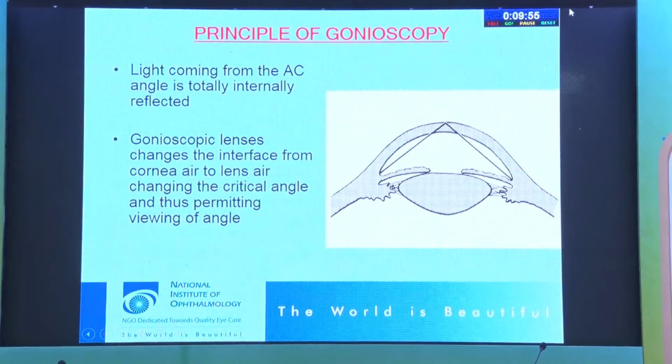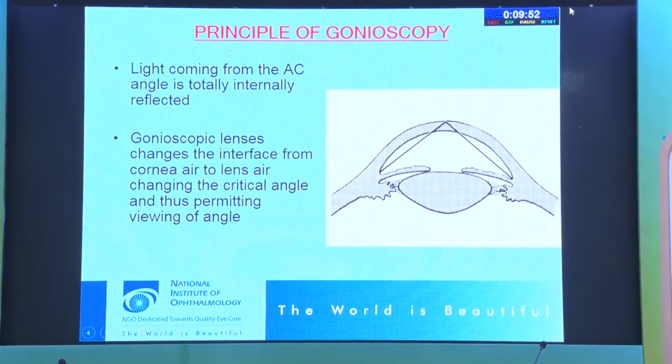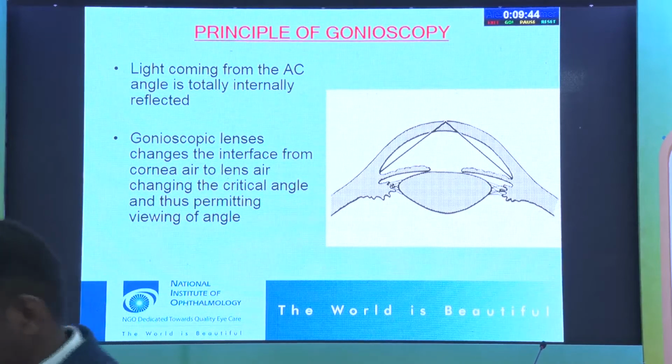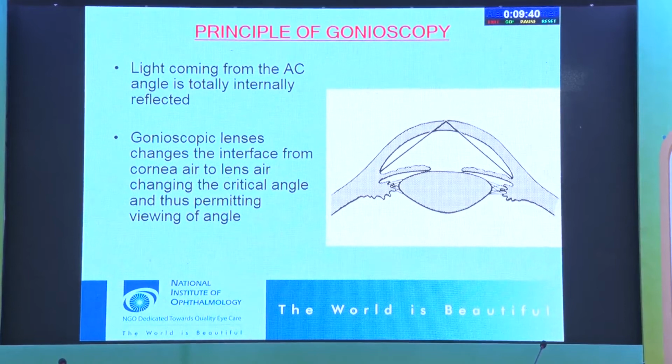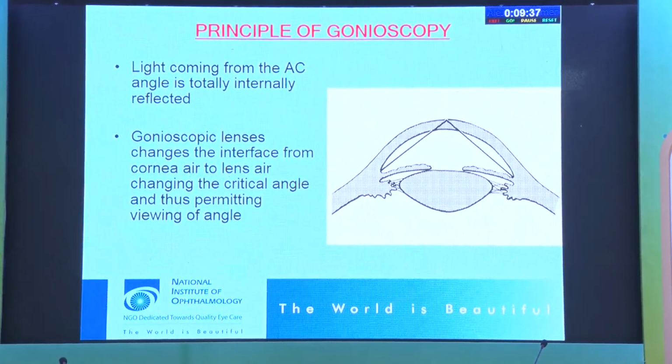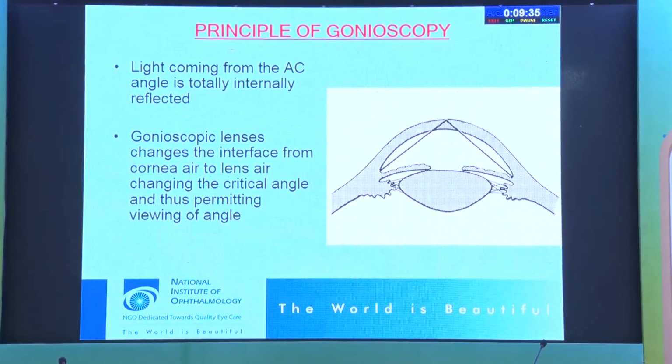Some very basic principle of gonioscopy: light coming from the anterior chamber gets totally internally reflected, that's why we cannot see the angle structures. Once we keep a gonioscopic lens on the cornea, the cornea-air interface gets changed to a lens-air interface, and that changes the critical angle. That's what then permits us visualizing the angles.